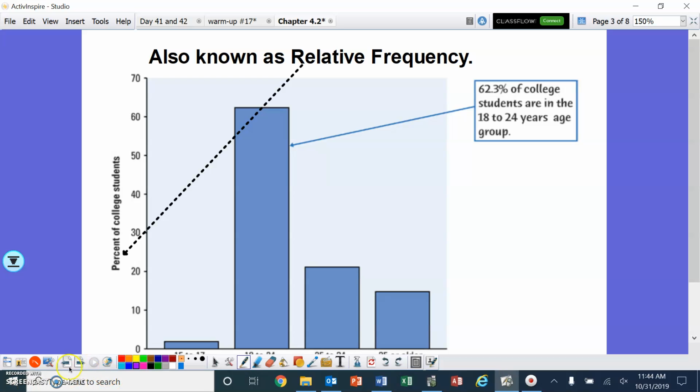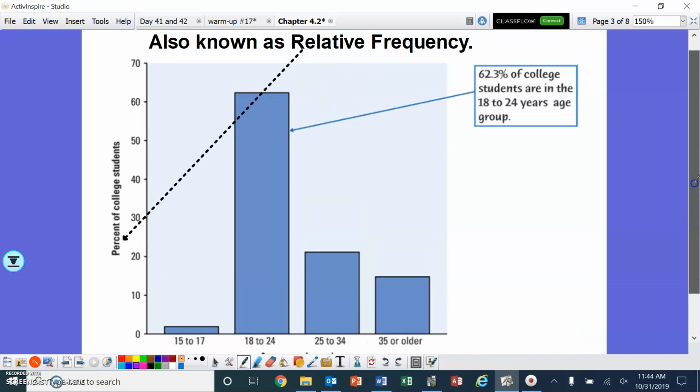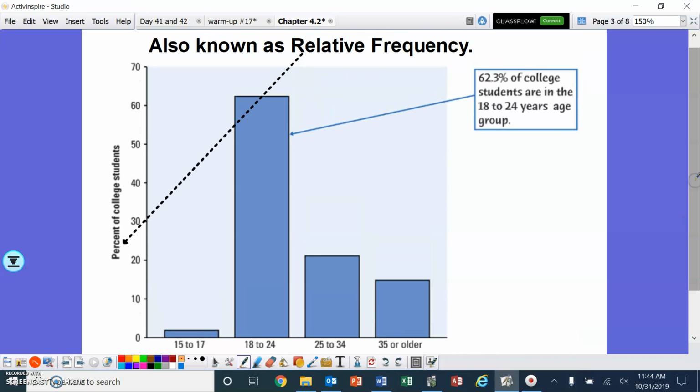With categorical data, remember we can make bar graphs. Bar graphs are made from categorical data. Remember, bar graphs do not touch each other. There is a space between each bar. So in this situation, we've got a nice bar graph of the percents that we just found.